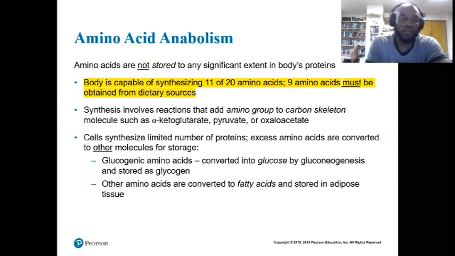Amino acid anabolism. The body is capable of synthesizing 11 of the 20 amino acids. 9 of the 20 we have to eat, but for the ones that we can make, synthesis involves reactions that add an amino group to a carbon skeleton, and that's how we synthesize amino acids.